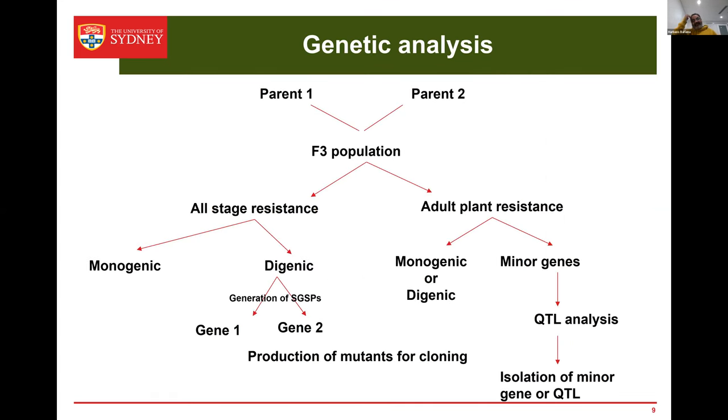So then once we have identified candidates there, we did seedling tests, and then we made populations across F3s, eventually all stage. If it comes easy, monogenic is a piece of cake; digenic, you have to isolate genes. And when you go the adult plant resistance way, it's much more rigorous, but you have to work much harder in the field and isolate those minor genes or QTLs for your detailed mapping.